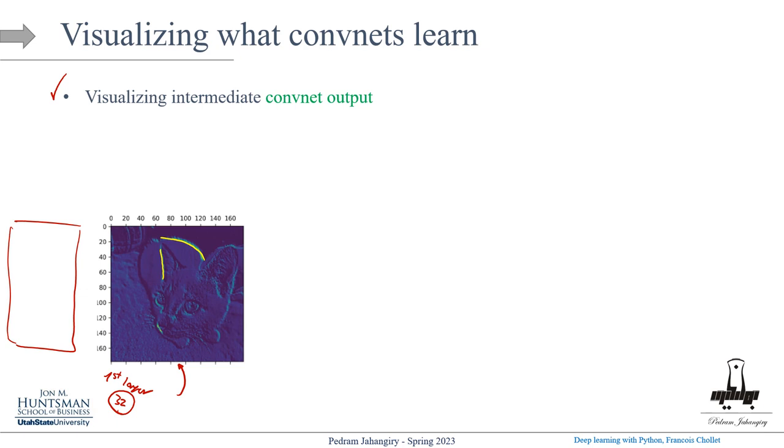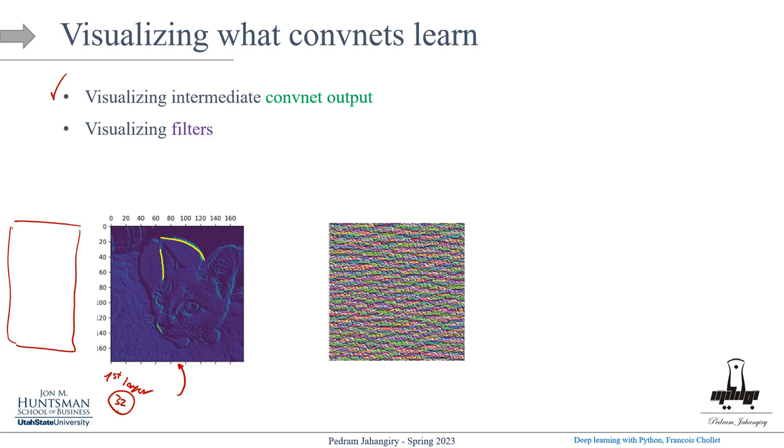We can visualize the intermediate convnet output. The second one, we can visualize the filters themselves. You can think of it as the features. For example, here, as you can see, this is a very low-level feature. And as you remember, we said low-level features capture lines, edges, and things like that. Remember, let's say we had 32 of them at the very first layer. One of them is this, so this is one filter. And it's catching some horizontal wavy lines like this. We can apply different filters to the input image. So this is how we visualize the filters themselves, or visualizing features.